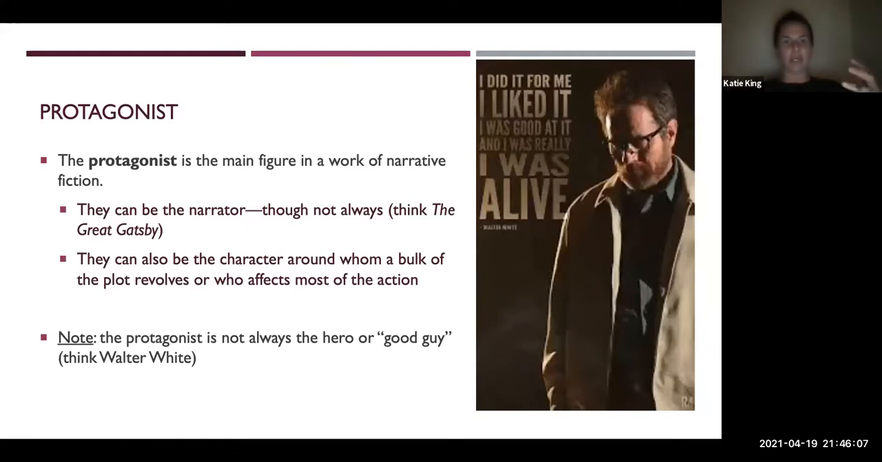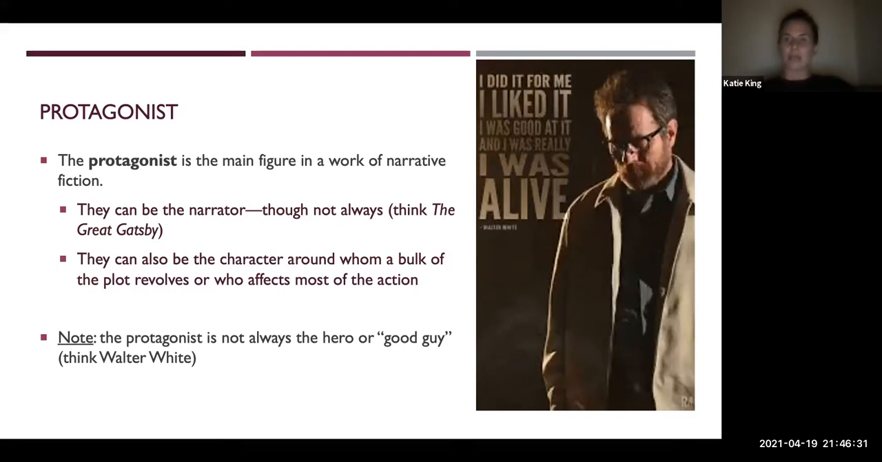So keep those in mind. It's just the main figure in the work of narrative fiction, or the character around whom a bulk of the plot revolves, or who affects most of the action. So that's why I said in The Great Gatsby, it could be Nick, it could be Gatsby, but that's why literature's fun. You can debate these things. It's not math. There's more than one right answer.